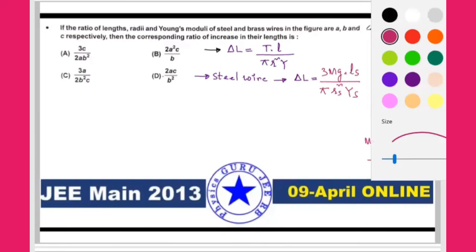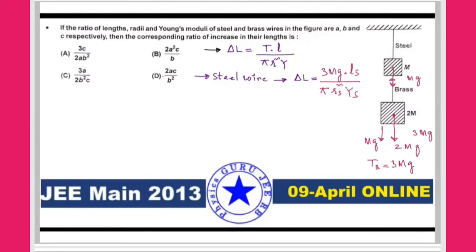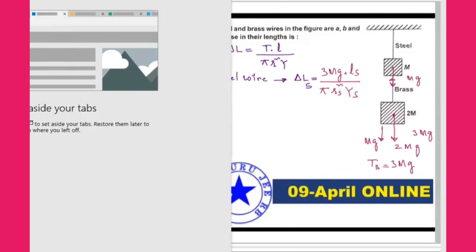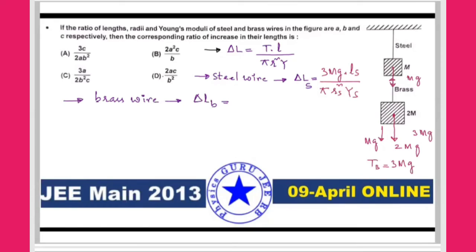Similarly, we have to write for the remaining one also, that is for the brass wire. Similarly, if I want to write delta L for the brass wire, here this is nothing but the steel wire, and this is nothing but the brass wire. Let me take here the brass wire. For the brass wire, the total tension acting in the downward direction is 3 mg on this one, right?